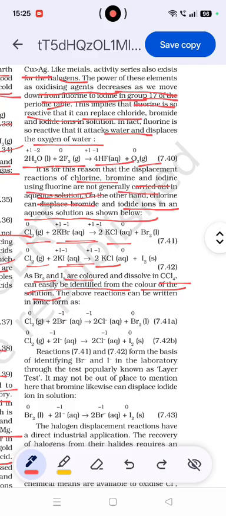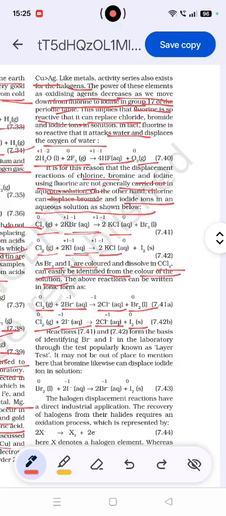So the equation: Cl2 plus 2Br minus, bromide ion, will give you 2 chloride ion plus bromine. Then chlorine plus 2 iodide ion gives 2 chloride ion plus iodine. These two reactions form the basis of identifying bromide and iodide in the laboratory through the test popularly known as layer test. These two are for the identification of bromide and iodide ion, and that process is called layer test.